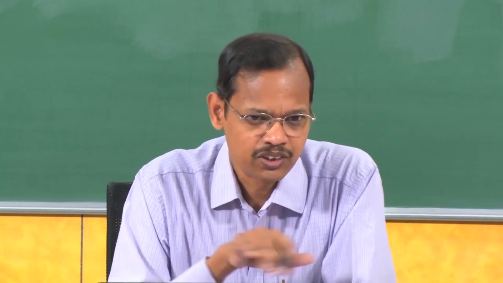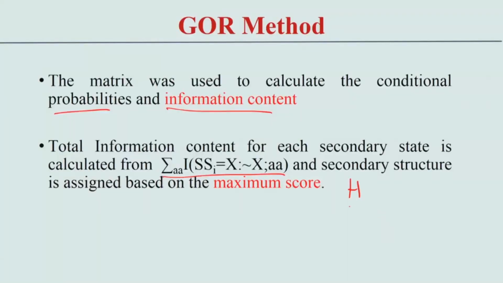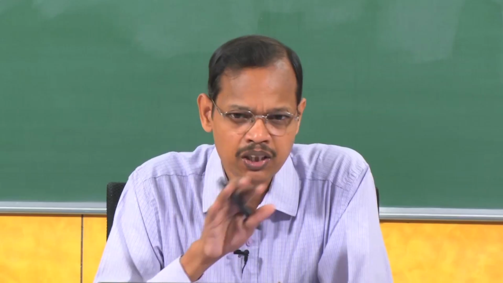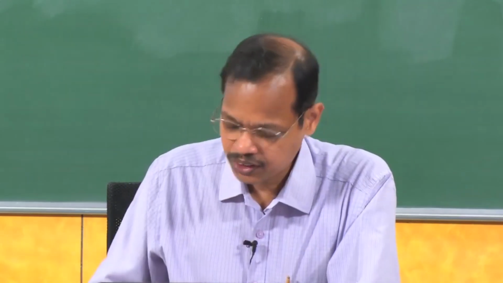How many values will we get? 4 values. If you have the 4 secondary structures, helix, strand, turn or coil, we get 4 different values. Here you will get x1, x2, x3, x4, and from these, which one is the preferred secondary structure? The maximum. So, the maximum of x1, x2, x3, x4 will give you the preferred secondary structure. This is the principle used in Garnier's method. Okay, I will explain with one example.